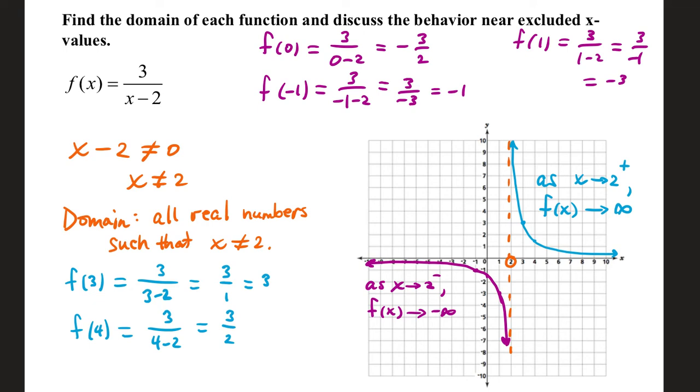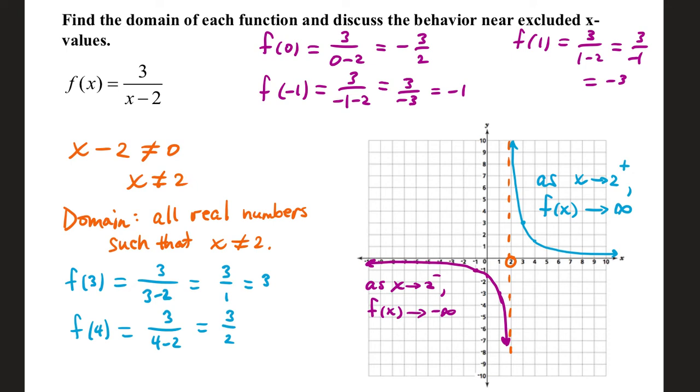Now we're going to switch over and discuss domain and behavior of graphs near the values that are excluded. First function is 3 over x minus 2. One of the no-nos in math is you don't want to divide by 0. What value of x creates a 0 denominator? It's 2.